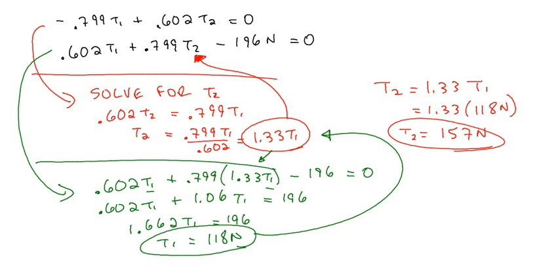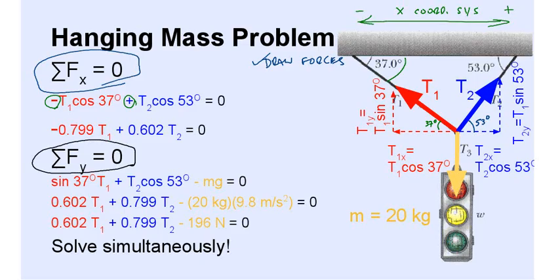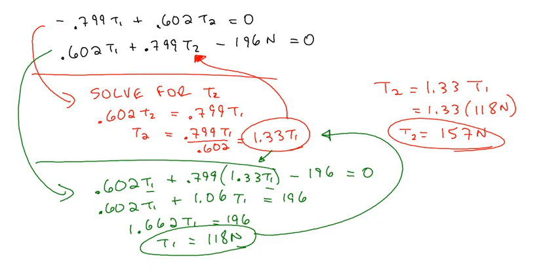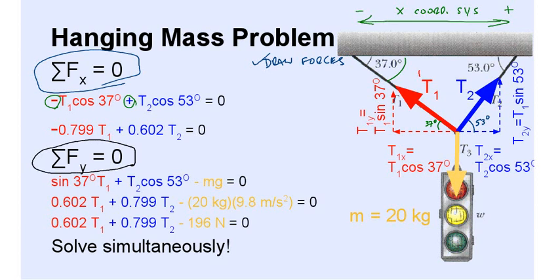Now if we take those numbers back, 118 and 157, to our picture here, let's just kind of close the loop on this. 115, is that what I said? I can't remember anything. 118 and 157. 118 newtons right there, and 157 newtons for T2.